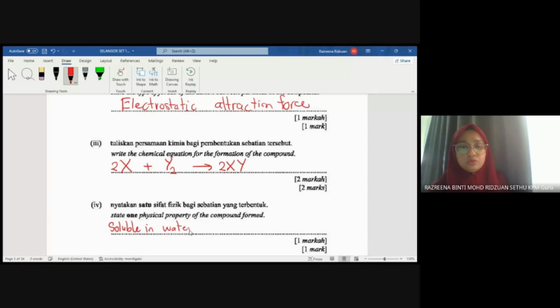But in soluble in organic solvent. Or you can also write they are able to conduct electricity in molten and aqueous form. Or you can also have high melting and boiling point. Also can be accepted.